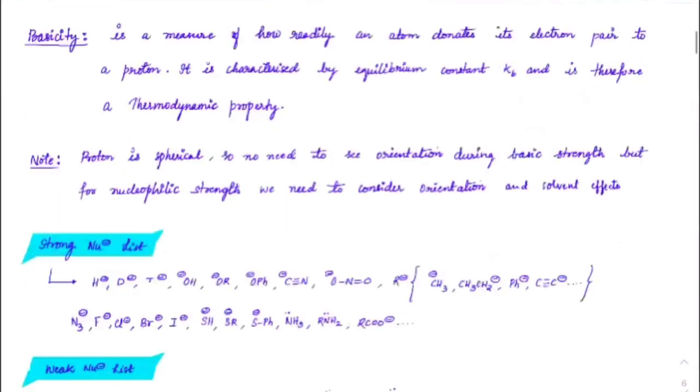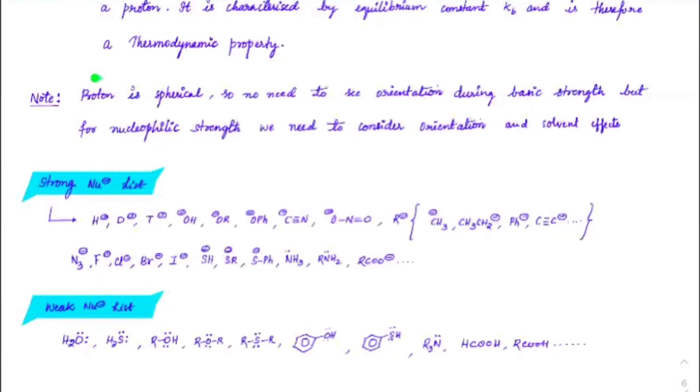In short, how do we need to perceive this? See, a proton is something which is spherical. H plus is a spherical species. So there is no need for orientation, right? So when it comes to basic strength.